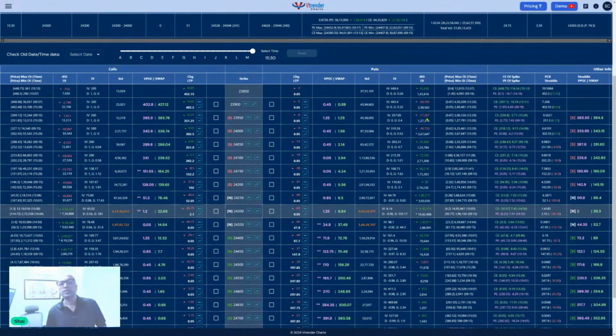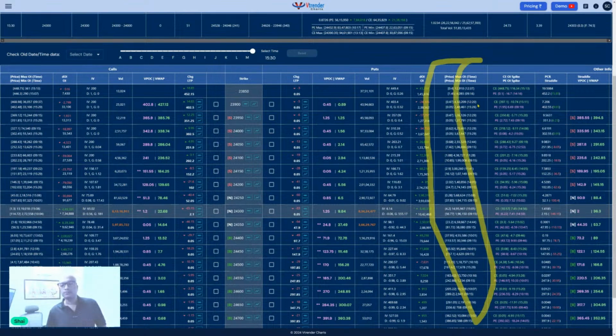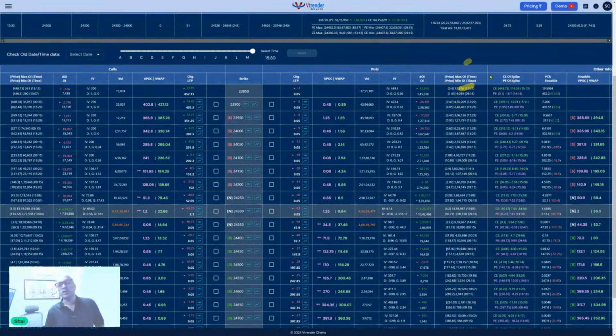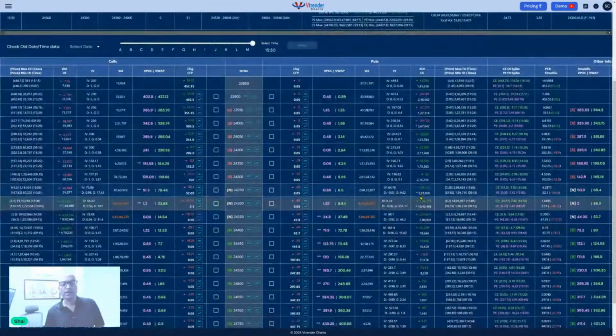You will find this in this particular section also: price, max OI time, and min OI time. And the same information is replicated up to here for both calls and puts. I'll talk to you about these remaining columns in a bit. But before that, let's look at some of the questions which have come in. If you have any questions about what we've discussed, feel free to ask them in the text chat.